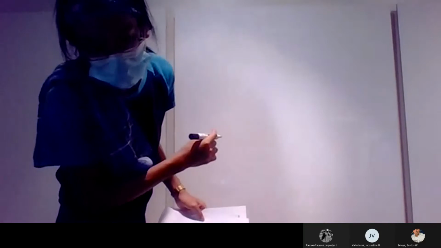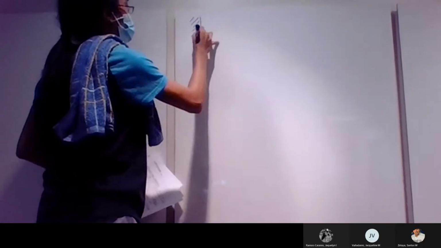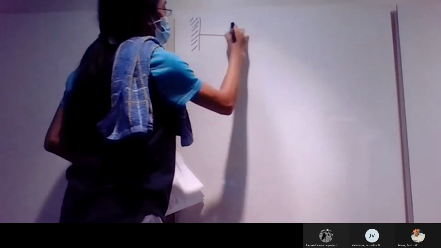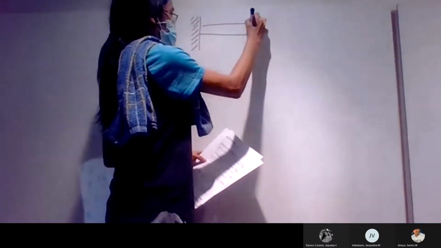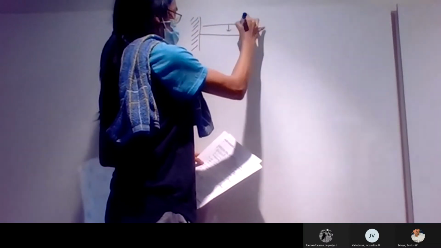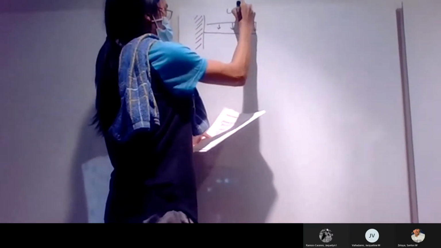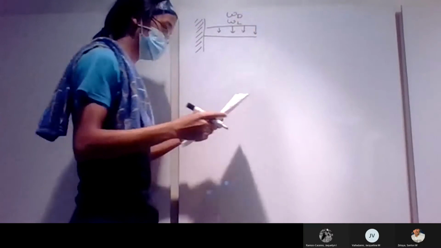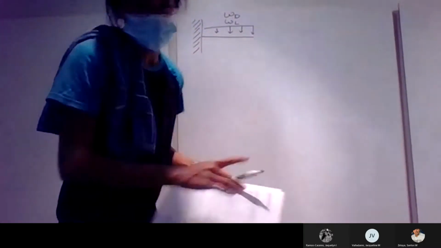All right, for number 5, we have a cantilever beam. So this is the wall right there, and we have the beam attached. And then we have a linear load. The linear loads are both the dead load and the live load. And we're given the elastic modulus.